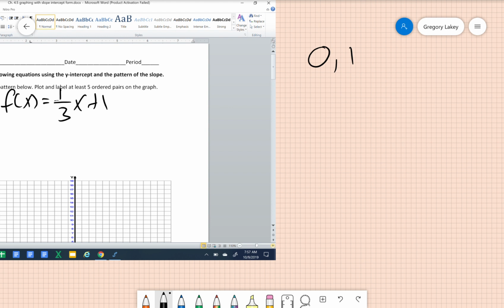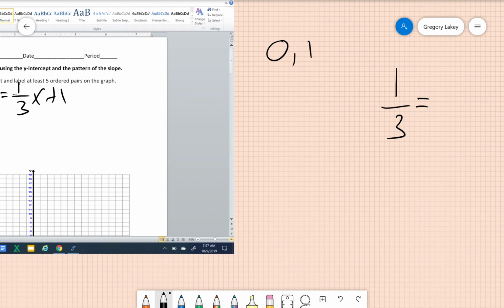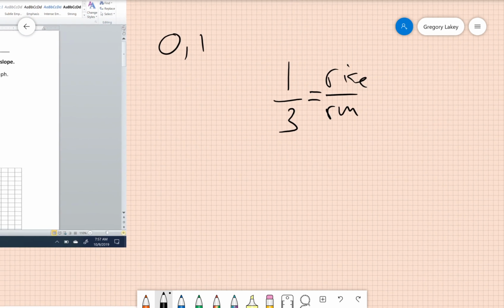But this is where you want to pay attention to the rise over run and how that pattern is going to affect the rest of your ordered pairs. So if I have my 1 over 3, rise over run, 1 is the rise and 3 is the run. But now, out of your ordered pairs, does rise affect your y or your x? At your table, discuss that really quick. What does it affect and why? Why is it y and not x?